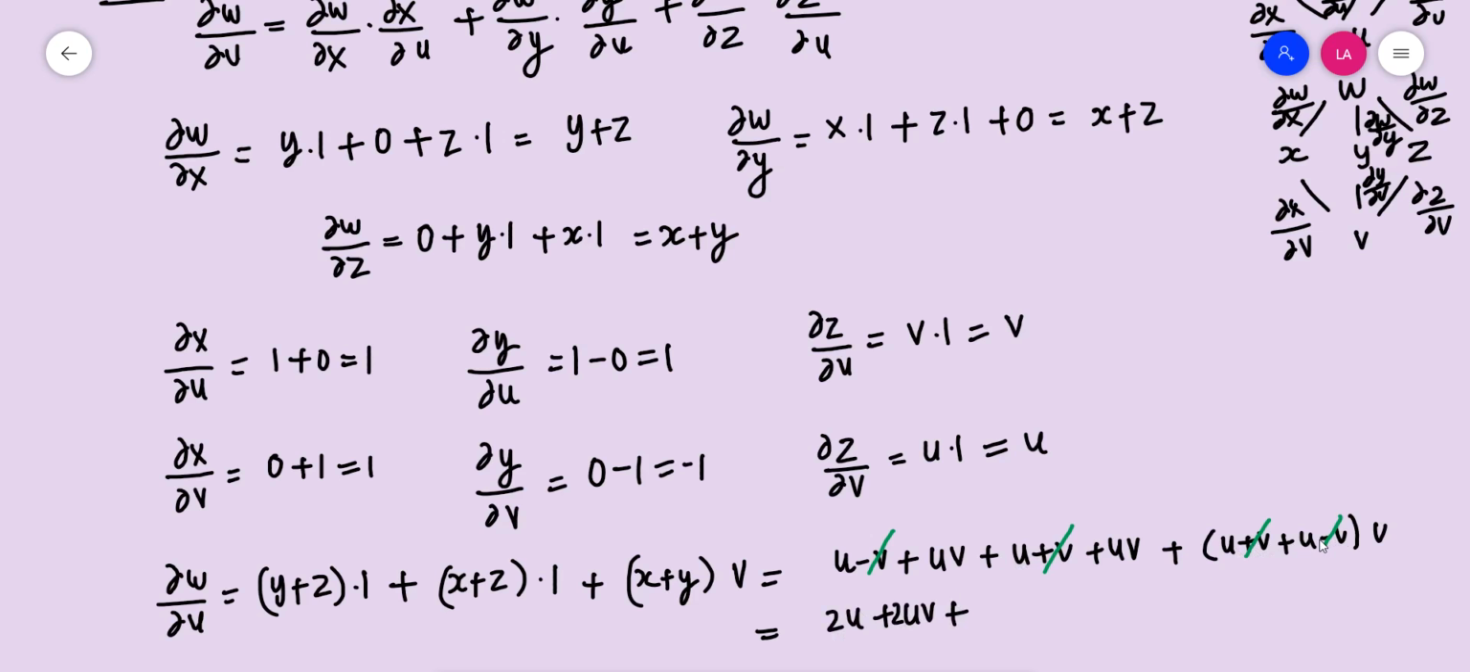Now u plus u is 2u. 2u into v is 2uv. So actually the answer is 2u plus 4uv, I think.